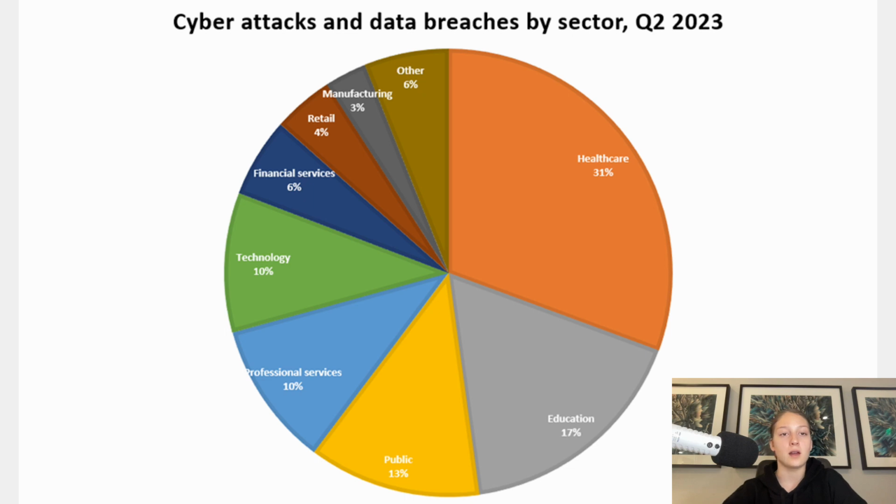So in this next slide, I have cyber attacks and data breaches by sector. So as you can see, 31% is healthcare. So the most data breaches have been in healthcare, 17% education, 13% public, 10% professional service, and 10% technology. And then just some other retail, finance, and manufacturing.